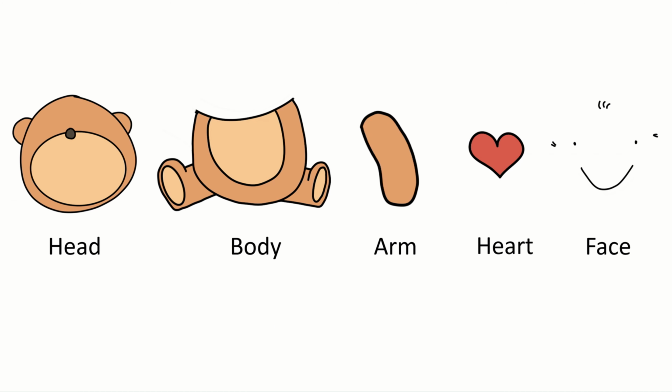This bear has 5 components: the head, body, arm, heart, and face. Each of these components were drawn using Autodesk Sketchbook on a tablet. I then exported the files as PNG files, which you could see in the folder over here.